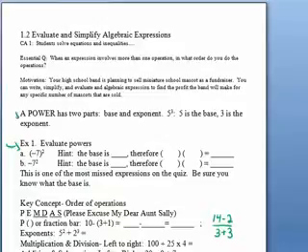The first thing we're going to cover is talking about powers. A power consists of a base and an exponent. The base is what's on the ground here. The exponent is what's up in the air here. The exponent tells you how many times you multiply the base together.